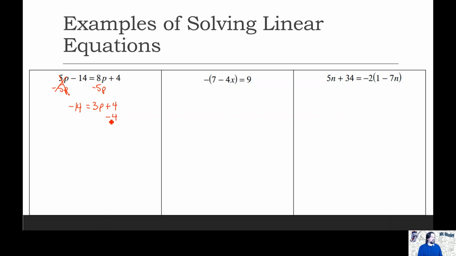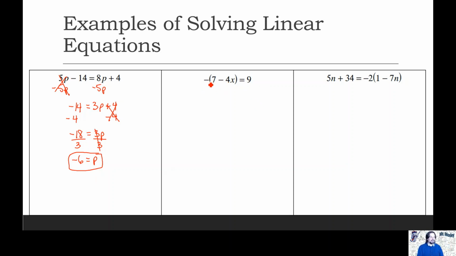I'm going to subtract 4 from each side. Plus 4 minus 4 is 0. Negative 14 minus 4 is negative 18, which equals 3p. Divide each side by 3. 3 divided by 3 is 1, so that leaves me with just p. Negative 18 divided by 3 is negative 6. And we're done. We've found the perfect solution again that satisfies our equation.